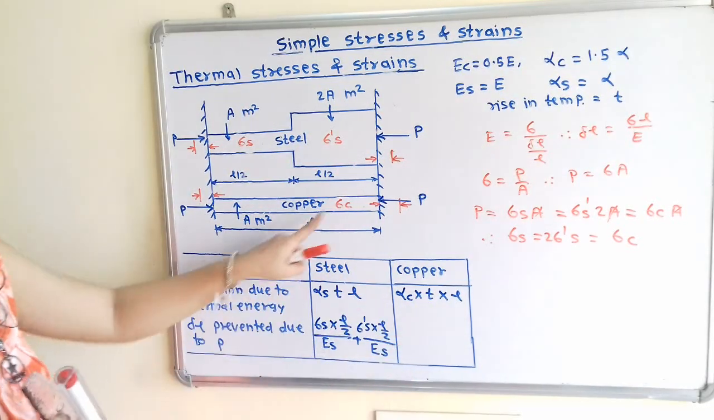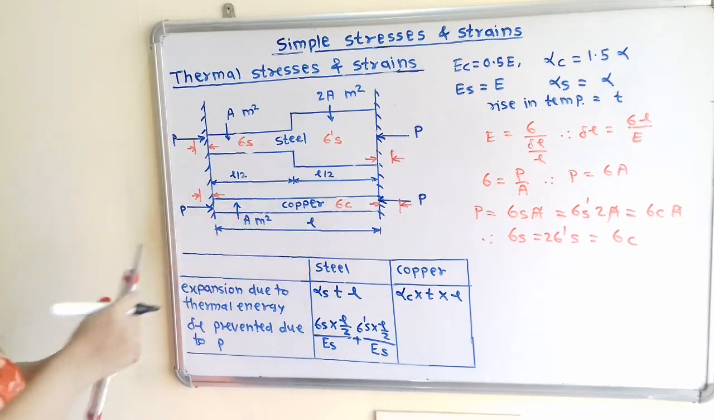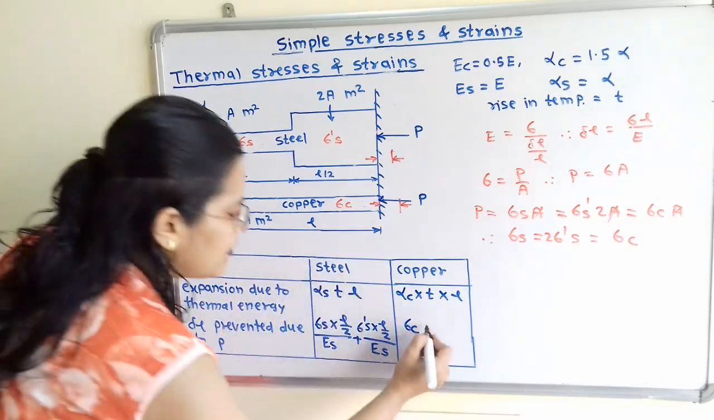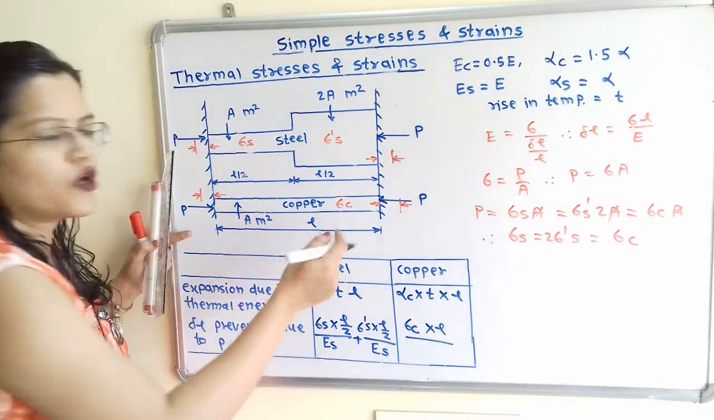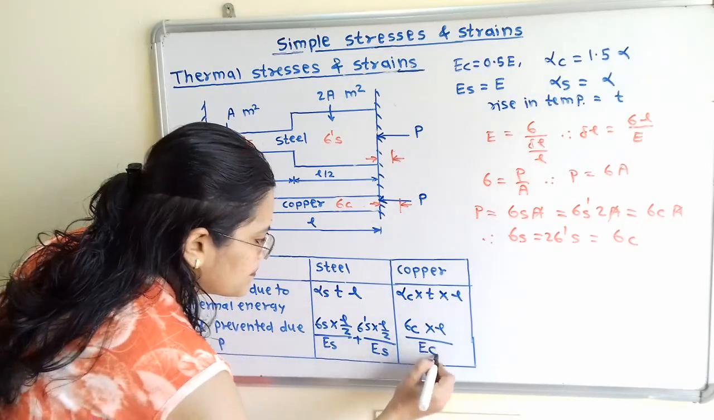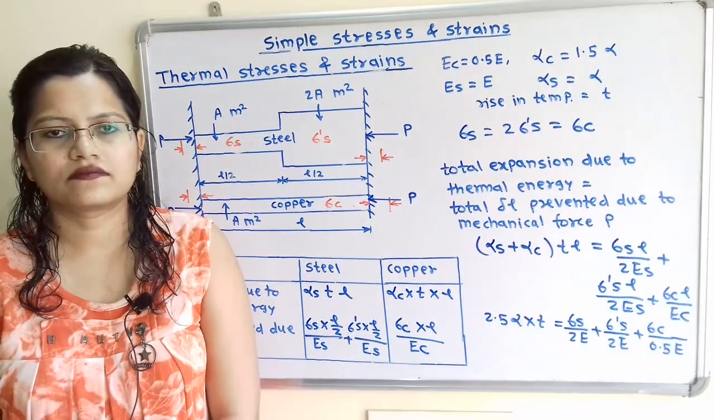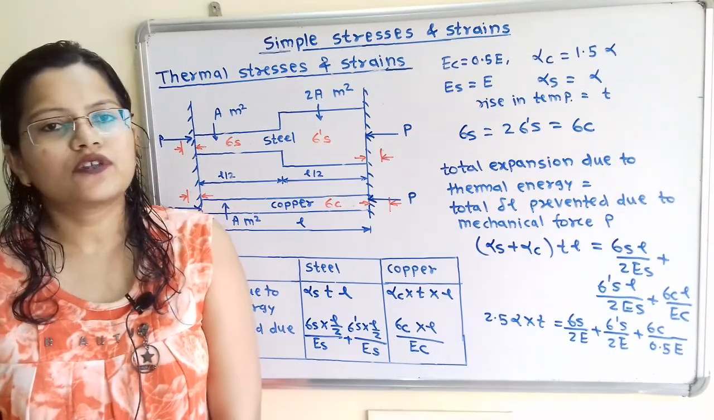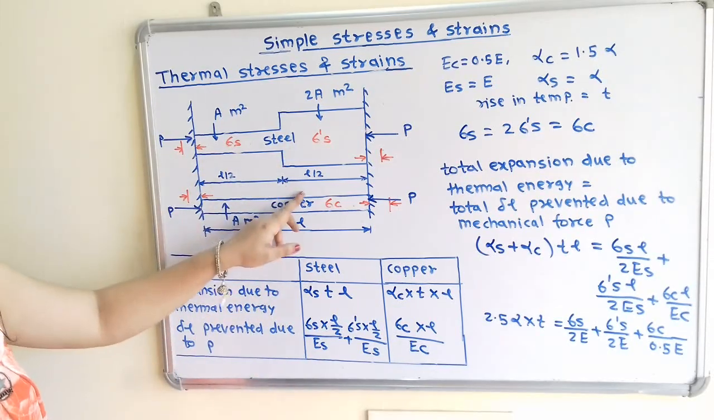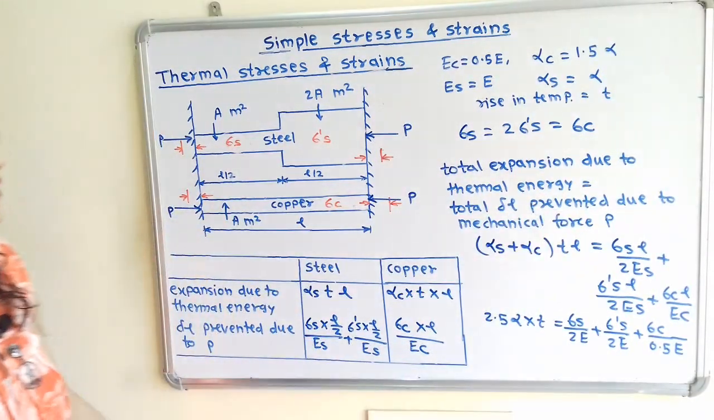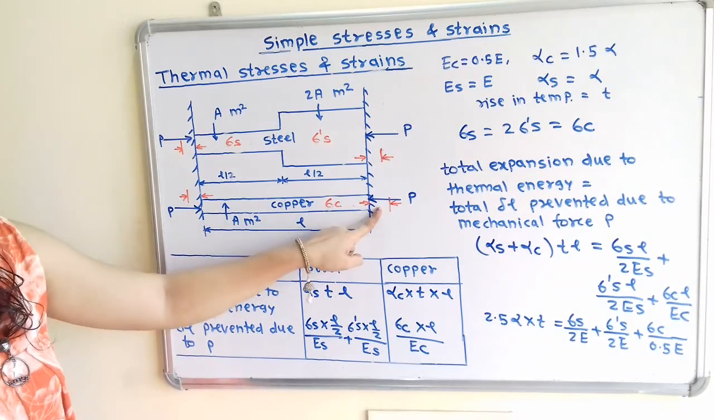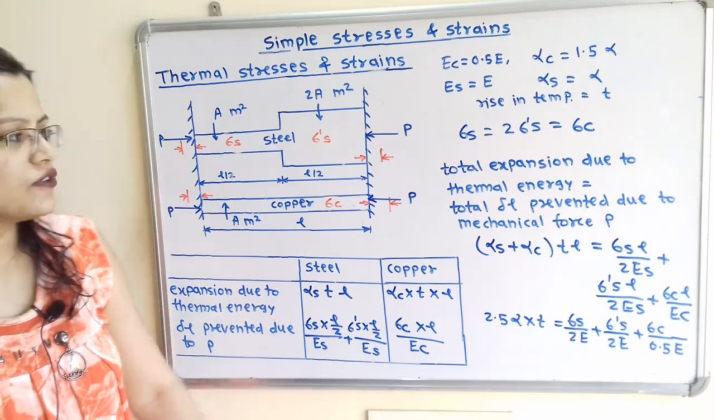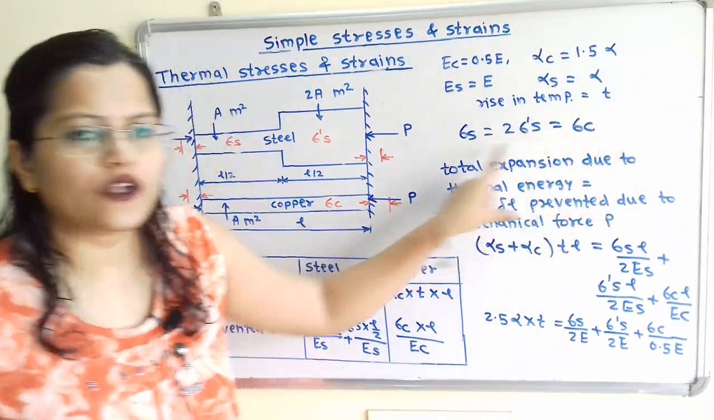Now for copper, instead of sigma we will write sigma C. Original length is uniform length L divided by Young's modulus for copper, EC. The steel bar and copper bar are held between two fixed supports. So we can say that the total expansion due to thermal energy is equal to the total change in length prevented due to this mechanical applied force P. So we have to put the values in this formula.